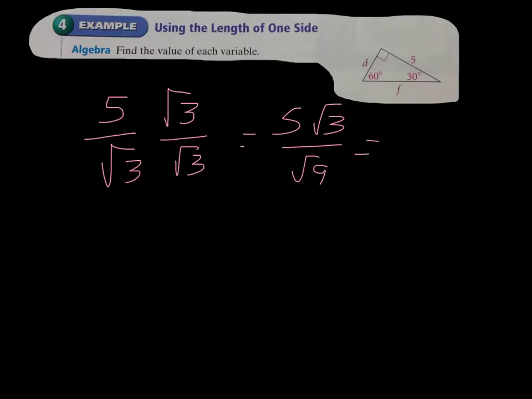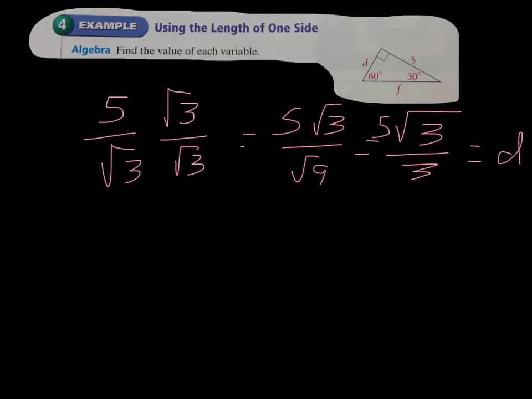Now again, we can't leave a radical in the denominator, so we're going to multiply by the square root of 3 over the square root of 3, which gives us 5 times the square root of 3 all over the square root of 9. I'm going to start skipping that step and just write 5 times the square root of 3 all over 3. That's the length of the shorter leg. That equals D.